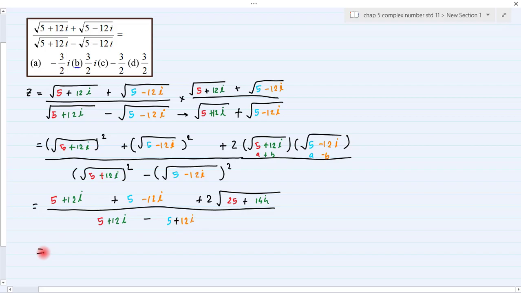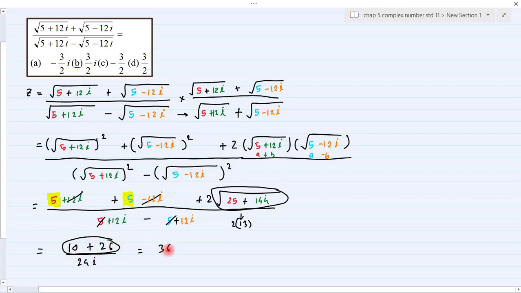Now let's further simplify. This 12i will cancel out. 5 plus 5 will become 10, plus this root of 25 plus 144 will become 13, and 13 twos are 26. In the denominator, your 5 will cancel out. 12i plus 12i will become 24i. So here 10 plus 26 will become 36 upon 24i, or we can say 3 upon 2i.